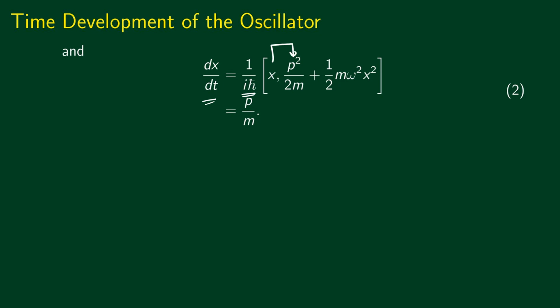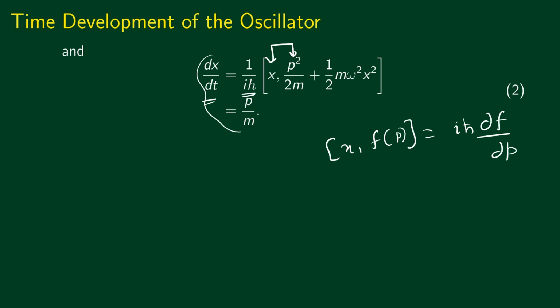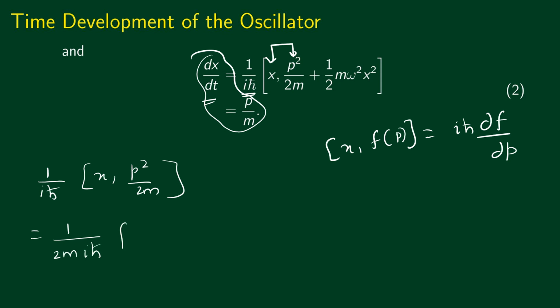The only non-zero commutator here is that of x with p squared divided by 2m. You can now either use the formula commutator of x with some function of p is equal to i h bar partial derivative of f with respect to p, which gives dx by dt is equal to p divided by m. You can also evaluate this commutator directly. So what we have here is 1 divided by i h bar, commutator of x with p squared divided by 2m. Alright, you can pull this 1 by 2m outside and you have 1 divided by 2m i h bar, the commutator of x with p multiplied by p.